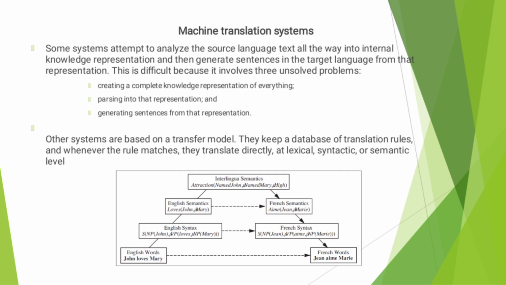Here I give one example. First I give one sentence that will be split into three models. The three models are semantic, syntax and lexical. At the lexical level, the words are translated from English to French. Here the English word is loves, which is converted into the French word aime. Then the English syntax, loves, maps here to aime.